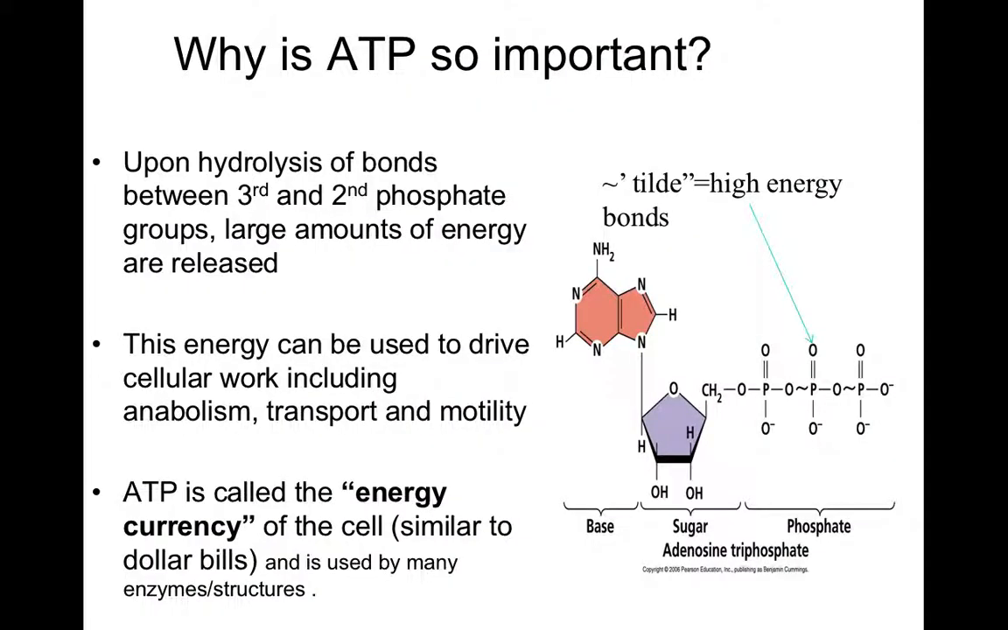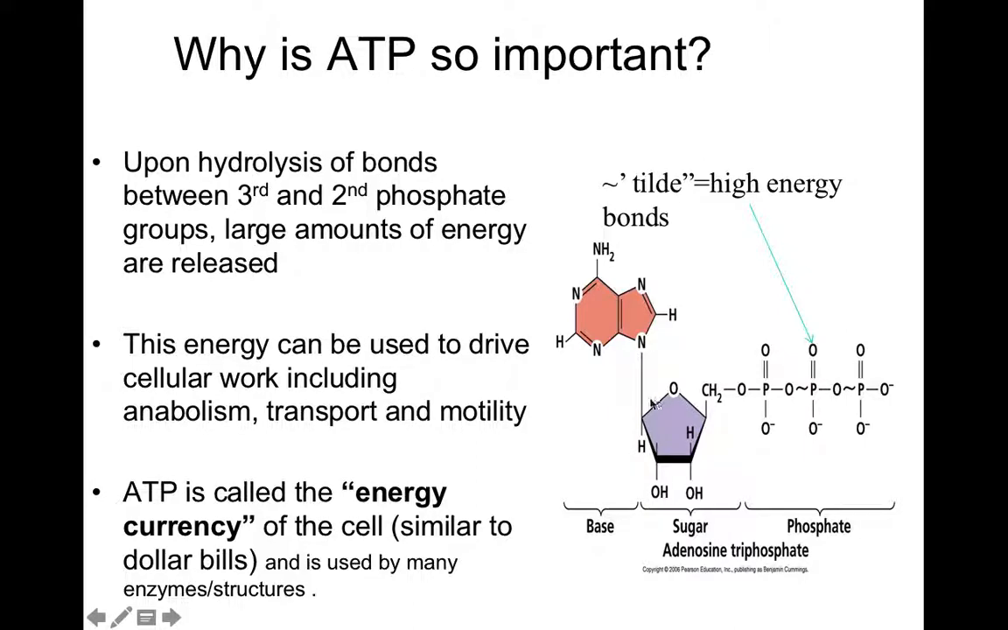So why is ATP so important? It is often called the energy currency of the cell. A good analogy is it's like the dollar bills of the cell, right? You can use dollar bills to pay for everything, right? If we look at the structure of ATP, adenosine triphosphate, not only is it the energy currency of the cell, it's also a building block for RNA, so it serves 2 functions.